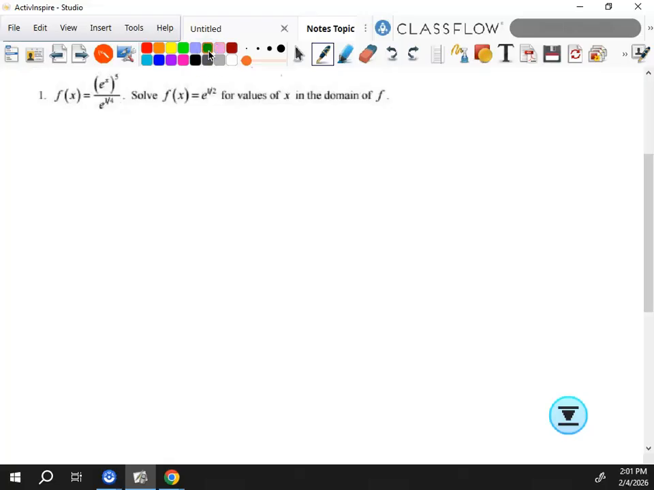Here's f of x, and it says solve f of x equals e to the 1/2 for all values of x in the domain of f. Does that mean I take this e to the 1/2 and plug it in where x is? No, because it clearly says f of x equals this. However, some of y'all would totally plug that in for x. You need to make sure you understand why that makes absolutely no sense, right? It does not say x equals that. So that means I'm just going to set these equal to each other. So I'm going to have e to the x to the 5th power over e to the 1/4 equals e to the 1/2.